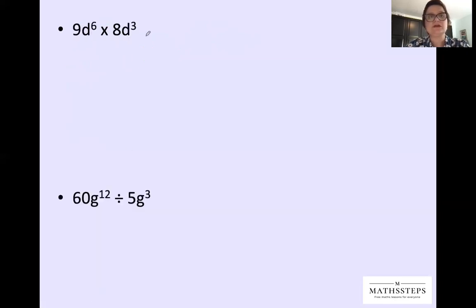Next question. Here we have multiplication. So 9 times 8, let's do this straight away, is 72. d to the power of 6 times d to the power of 3. We must add the powers because the base is the same. You see? So the answer is 72d to the power of 9. Next one is a division. So divide the numbers. 60 divided by 5. It is 12.